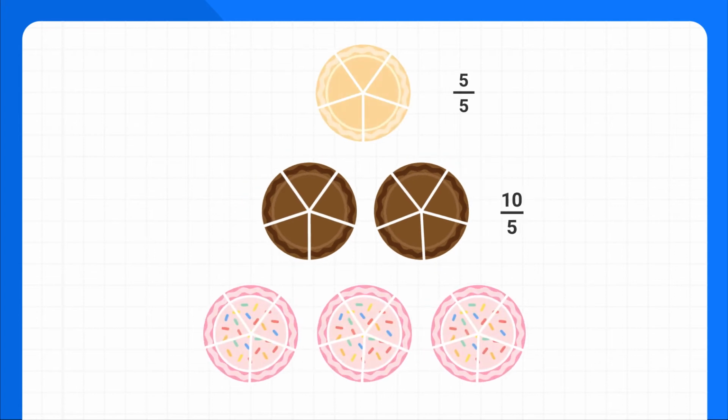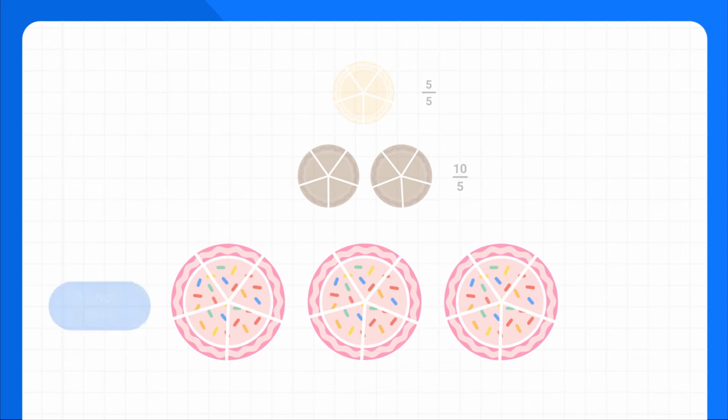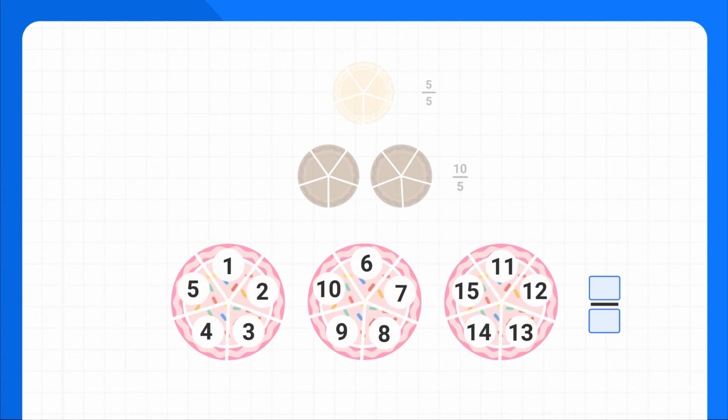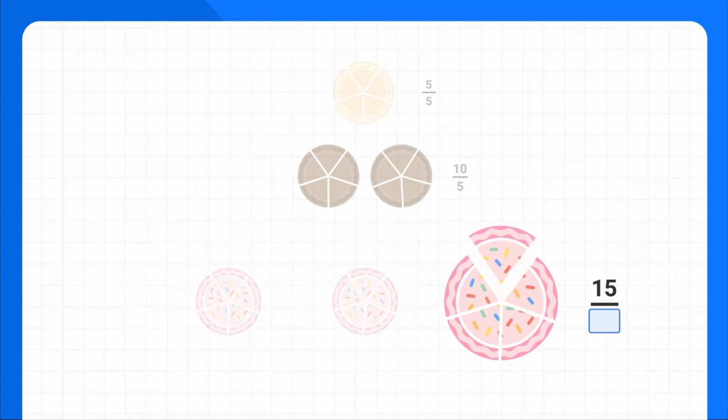Now let's head back to the table of cakes one more time, and let's take a look at these confetti cakes. We have 3 whole cakes, but let's write this as a fraction. Well, the first cake is 5/5, the second cake is 5/5, and the third cake is 5/5. In total, we definitely have 15 slices of cake, so our numerator will be 15. But if you think of each slice of cake, it's still just 1/5 of a cake. So here, we have 15/5.